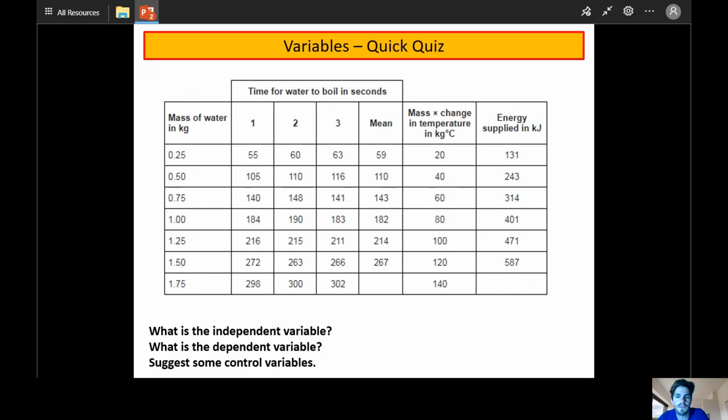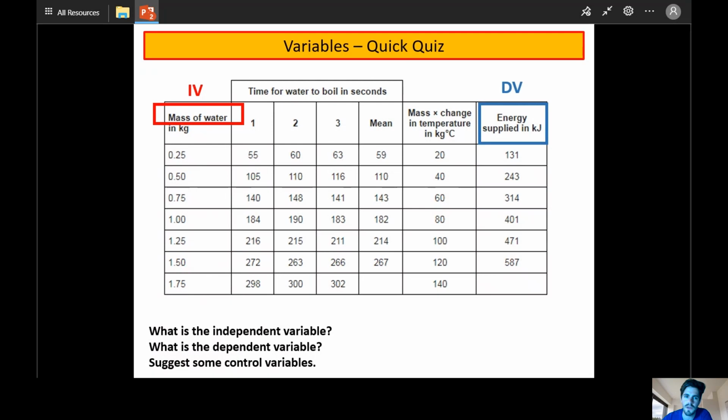But then we're working out the mass times the change in temperature in kilogram degrees Celsius so that we can work out the energy supplied. So usually to the far right is going to be your dependent variable, but you kind of got to think it through. In this case, we need to make sure that some things are kept the same, and it looks like as the mass of water increases, the energy supplied in kilojoules is also increasing. So that would be our relationship.